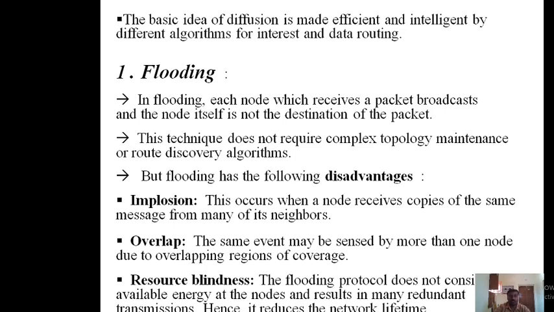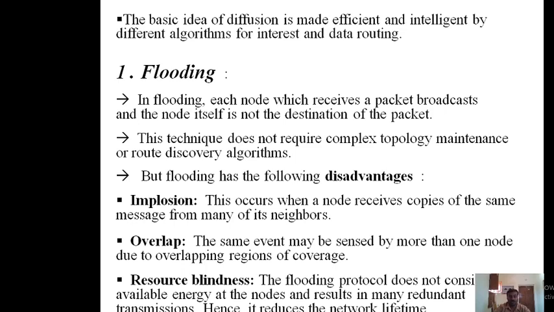The second disadvantage is overlap. Overlapping means that in the network one node may exist in one region and the same node may exist in another region also. So two regions, single node. In that manner the regions are overlapping and the coverage is also overlapping. So in the flooding environment, this overlapping is also one of the disadvantages. And the third disadvantage is resource blindness.